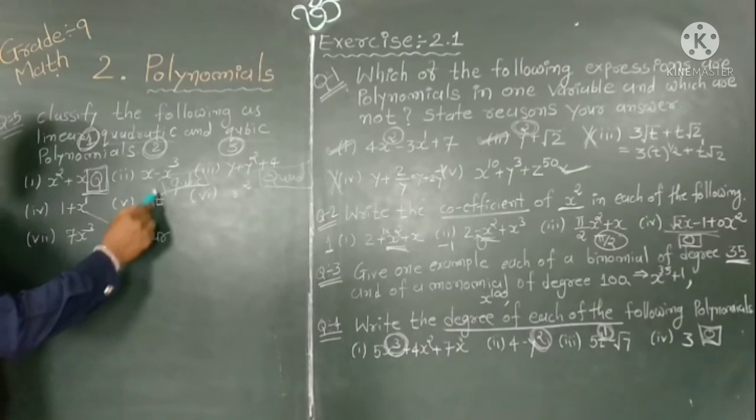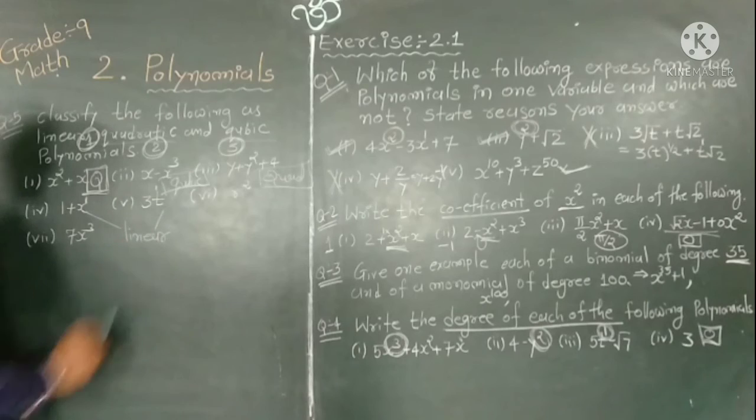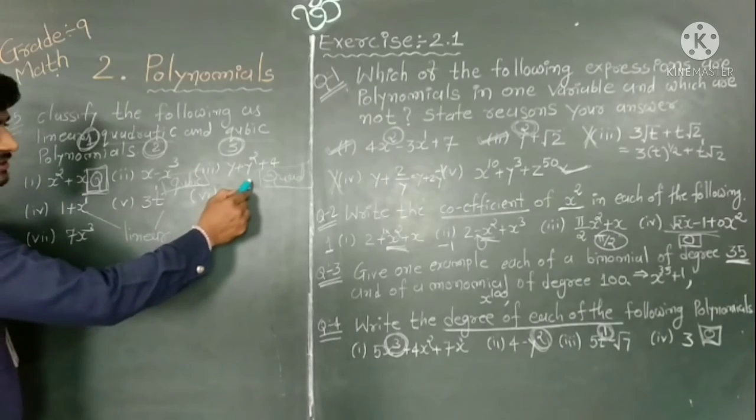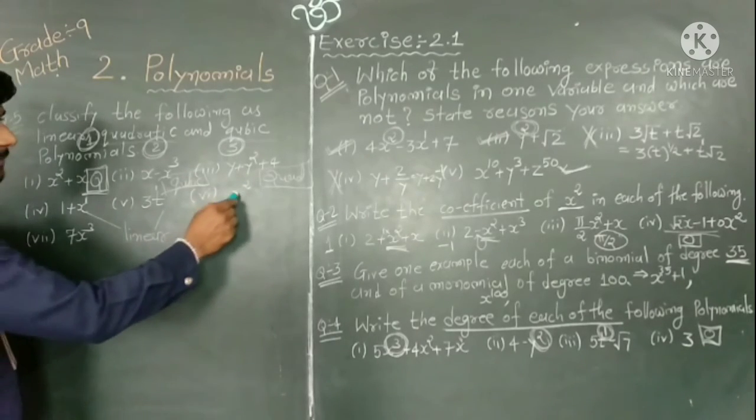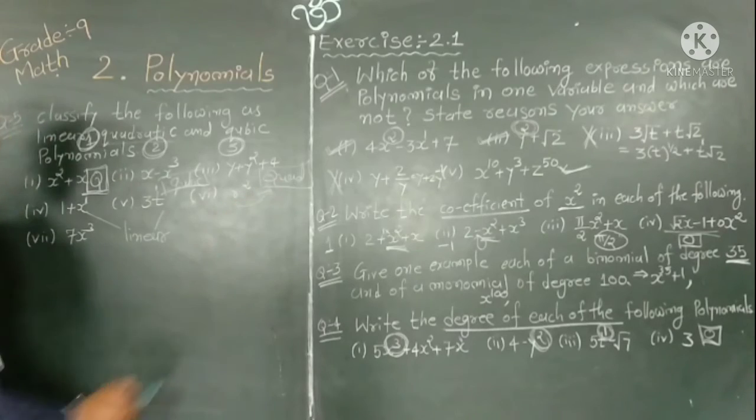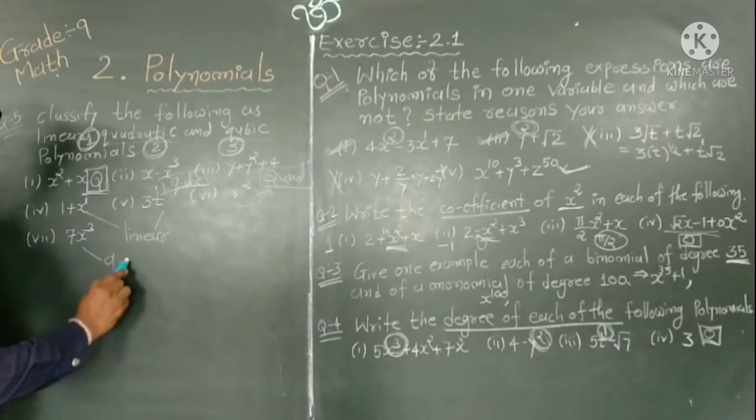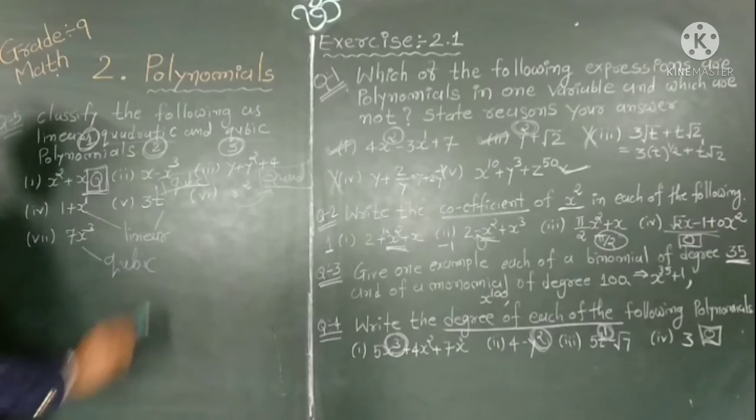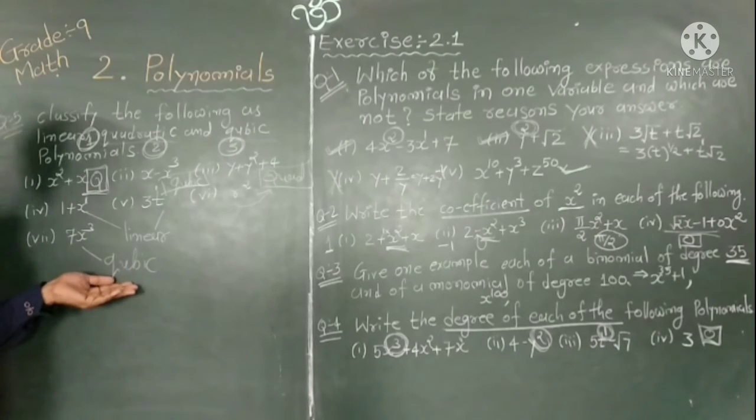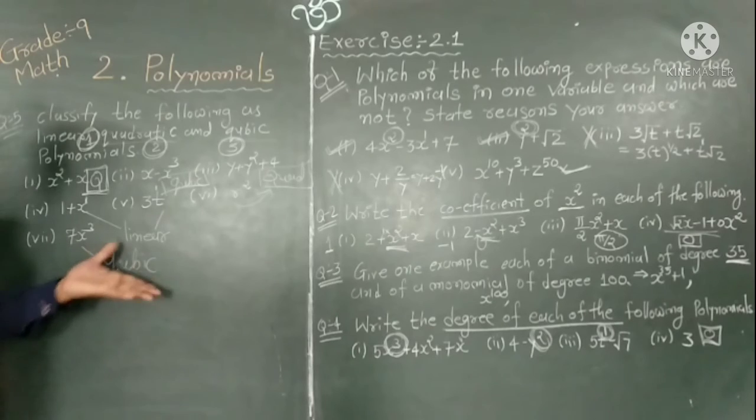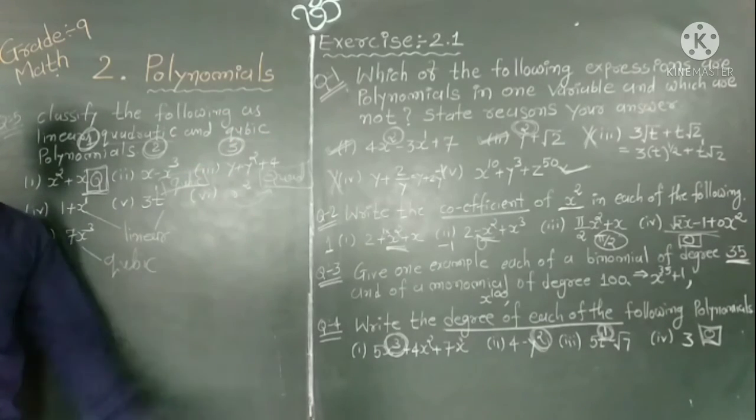Again the power of this t is 1. So again this is linear. The power is 2, or the degree is 2. That means it's a quadratic polynomial. And at last the power is 3. That means it's a cubic form or cubic polynomial. Okay, this is all about exercise 2.1.